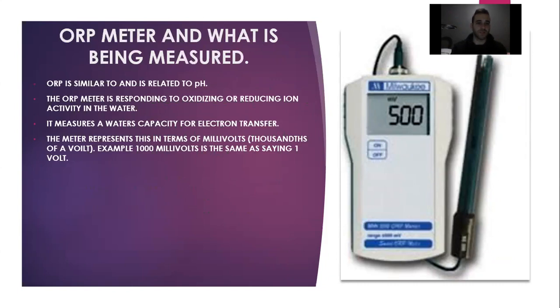The meter represents this in terms of millivolts, thousandths of a volt. For example, 1,000 millivolts is the same as saying 1 volt. So the reading is in millivolt units. So you're reading a potential difference between 2 points. That's what a voltage is. So when we're reading the ORP, we're reading a potential difference, or a voltage potential, or an electromotive force between 2 points. We're taking the difference between those points and it's giving us a reading.